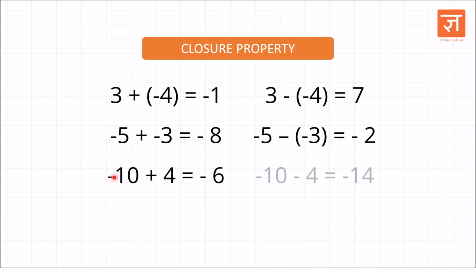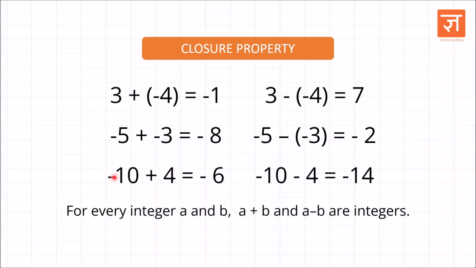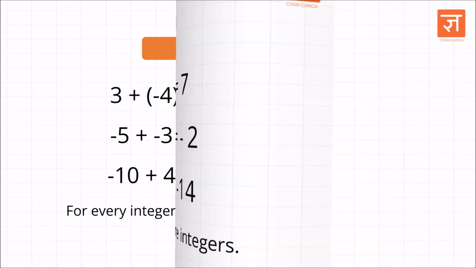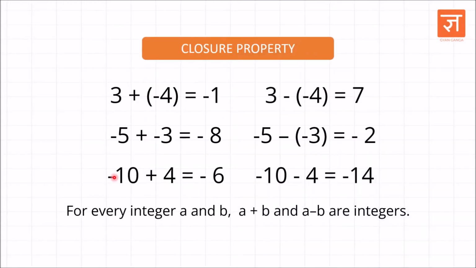So what is it? We are seeing that whatever we are doing, the addition or subtraction or anything, the answer will always be an integer. So a plus b or a minus b, where both a and b are integers, have a result that is an integer. That is the closure. It's closed. So the closure property is active in addition and subtraction of any integer. Clear? Next is commutative.